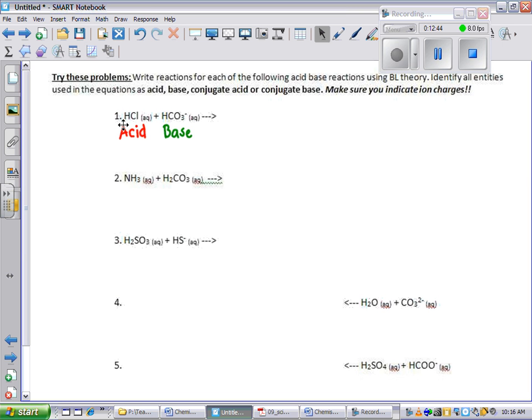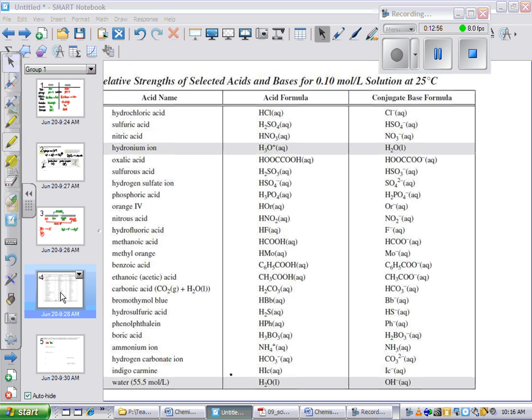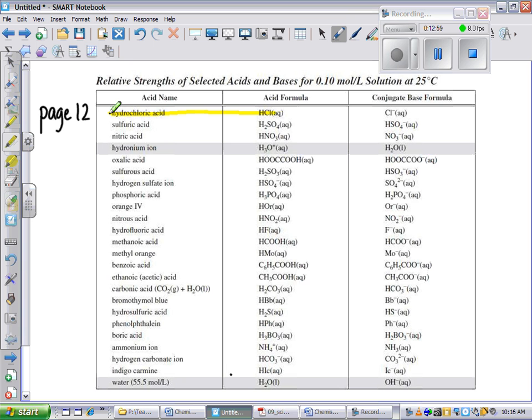If you're not sure that HCl was an acid or HCO3 negative was a base, all you have to do is take out your data booklet, turn to page 12, and check on here. For example, hydrochloric acid is the first acid here, and it is our strongest acid. So therefore, it should be the acid in our reaction. Now the job is to find hydrogen carbonate ions, which is HCO3 negative, on our base side. If you look carefully, HCO3 negative, hydrogen carbonate ion, is a base, and it is lower down in our table. So that's one way you can check that HCl is an acid and HCO3 negative is a base.